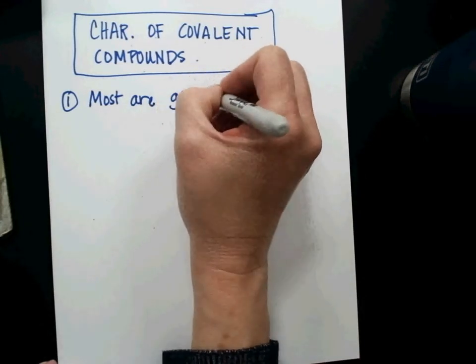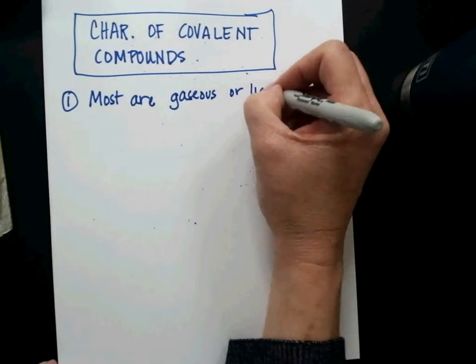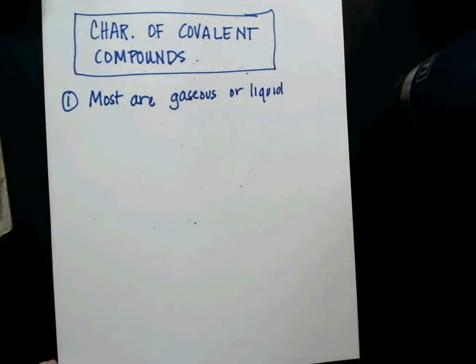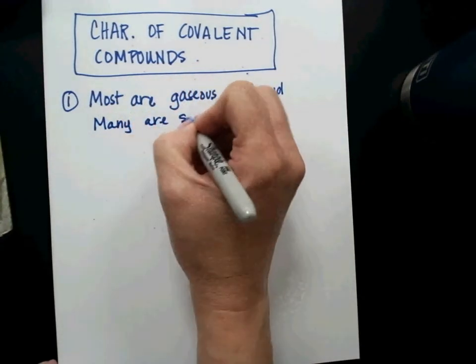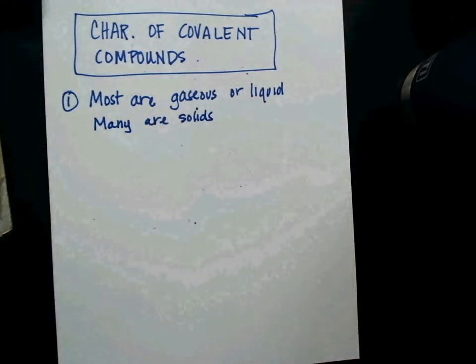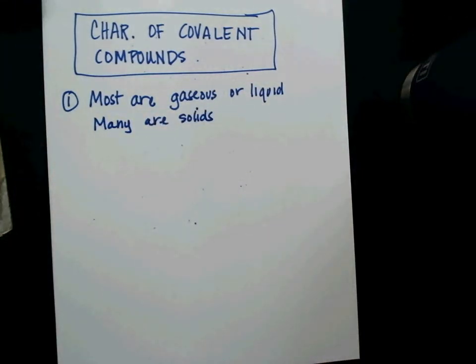Most of them are gaseous or liquid. However, many are solids. All the ones you worked with yesterday were solids. So remember that we already said the majority of compounds are covalent compounds, whether that be polar or nonpolar. There's way more covalent compounds in the world than there are ionic, even though the ionic ones, in what they do and how they react, most of the time are a little bit cooler to observe than the covalent ones. There are way more covalent.